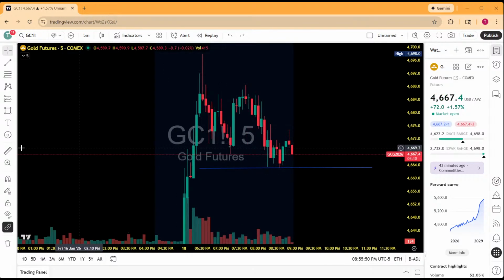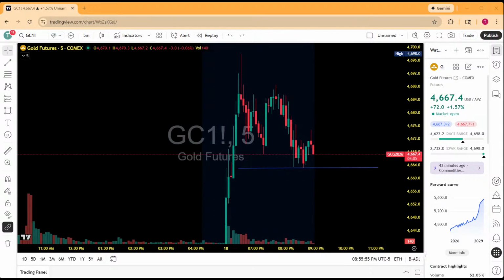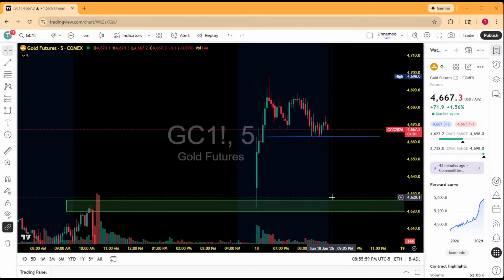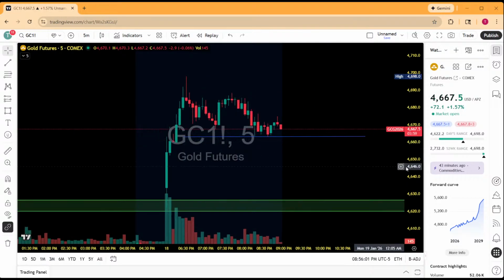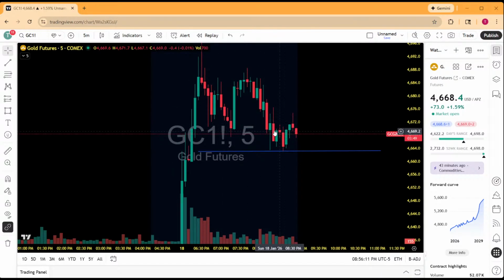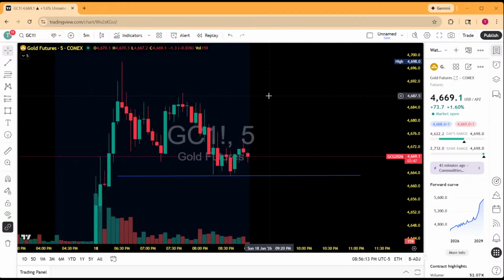So when we see this kind of pattern, we always wait for the market either to come back to this level, 4627, or to stop making lower lows, right? So this is the first new low the market has made, but the problem is the market keeps making lower lows. That is not supposed to be the case, right?